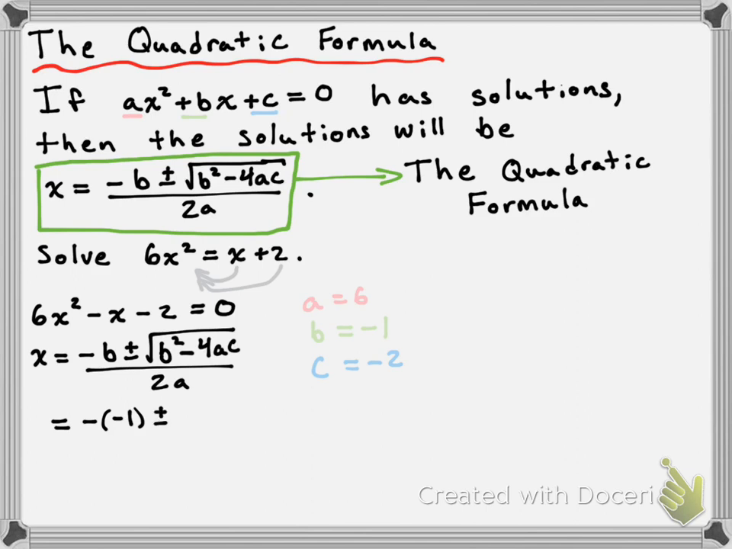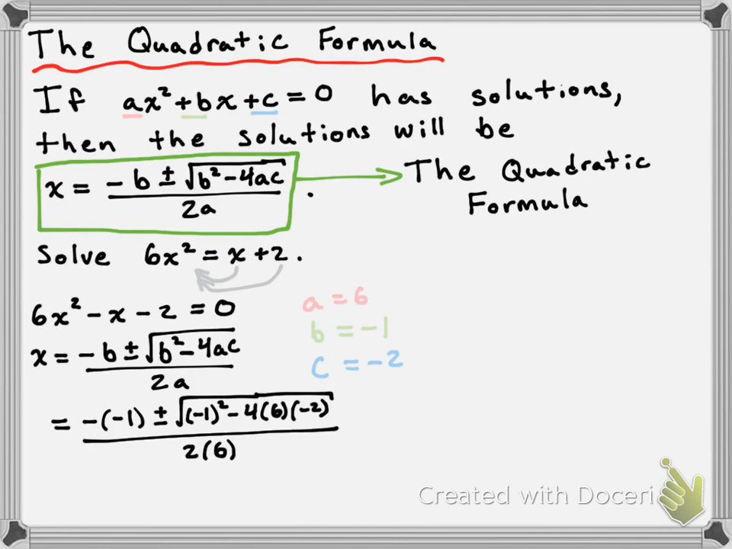Okay, now we're going to have our plus or minus. We're going to do our square root of b squared. Well, again, our b value is negative 1, so I'm going to have negative 1 squared. Right, we're going to have minus 4 times a times c. So it's going to be negative 4 times our a value, which is 6, times our c value, which is negative 2. Okay, so underneath the square root, we've got negative 1 squared minus 4 times 6 times negative 2. And this whole thing has to be divided by 2 times our a value, which is 6.